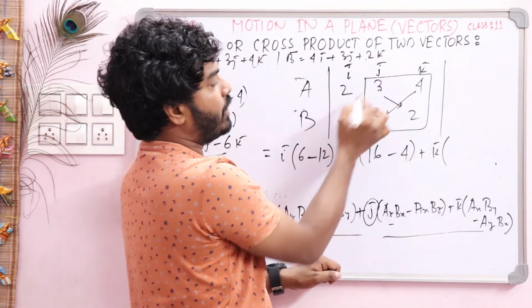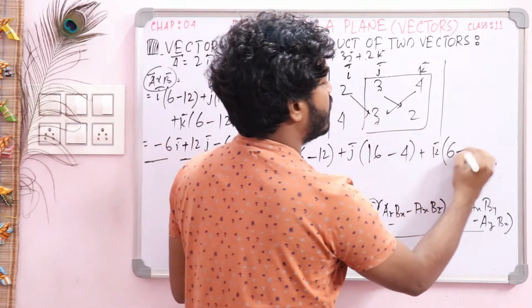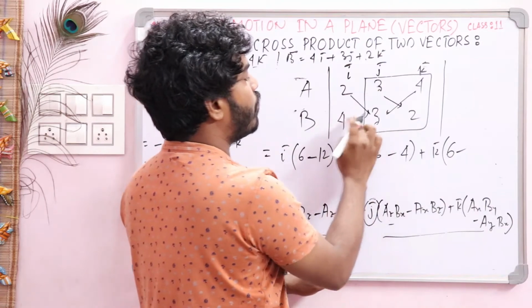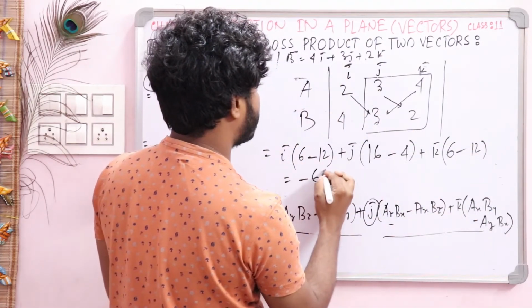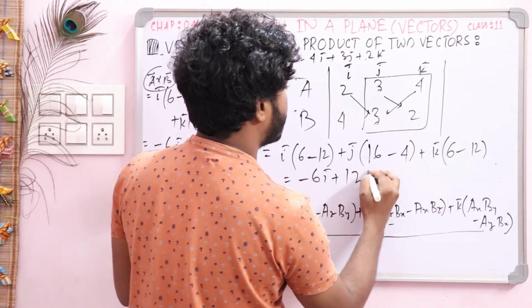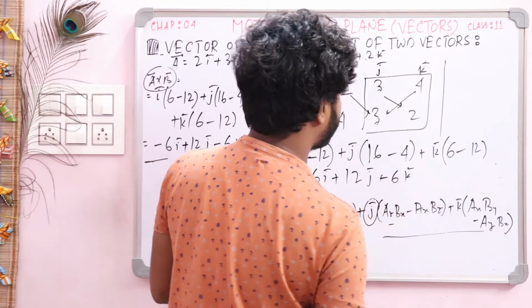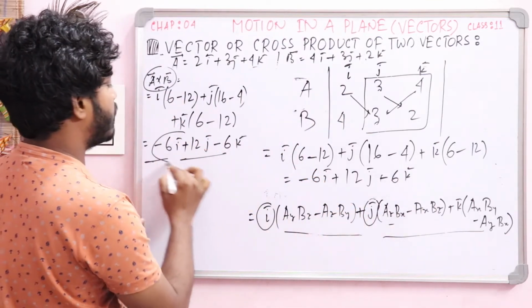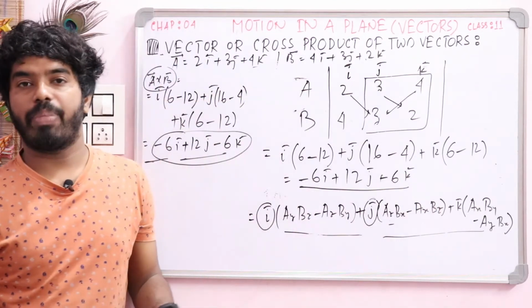Now when you are considering k cap, you just forget about this line and this line. So 2 3 4 3. At first you multiply 2 into 3, that is 6, minus then you multiply 4 into 3, that is 12. So the answer becomes 6 i cap minus 6 i cap plus 12 j cap plus minus 6 k cap. You just check this answer and this answer is exactly the same.